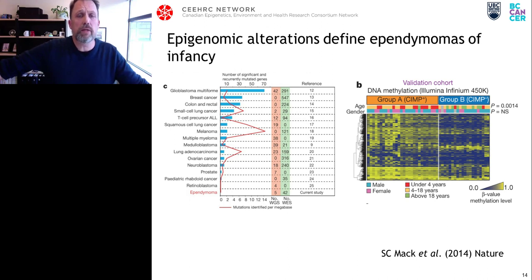And then on the right-hand side, what we can see, though, is that there is a clear signature, a so-called CIMP signature. So this is a CpG island methylator phenotype, as it's called, where we see a clear gain of methylation within CpG islands in a subset of ependymoma cases. So again, no evidence of genetic lesions, but evidence of epigenetic alterations associated with disease. And as far as I'm aware, this is the only tumor type of this class.